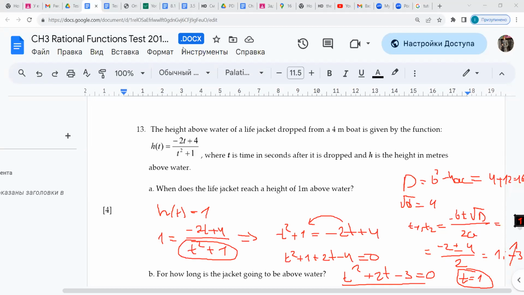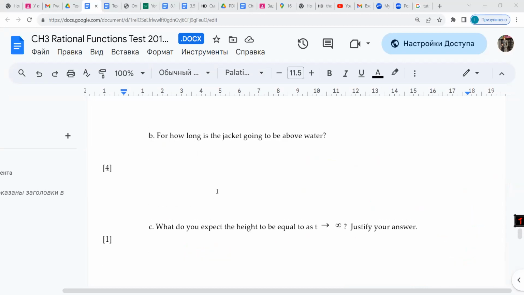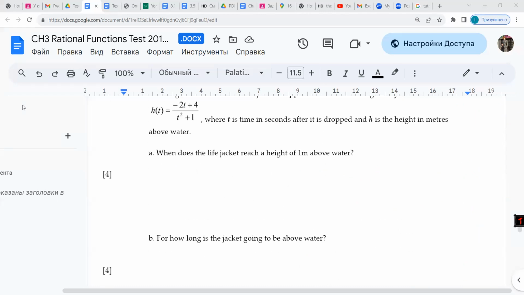Okay. So second question. For how long is the jacket going to be above the water? How do we evaluate it? We say basically it won't be above the water anymore once h of t equals 0, right? Once it equals 0, it means the life jacket touched the water and it's no longer above it.